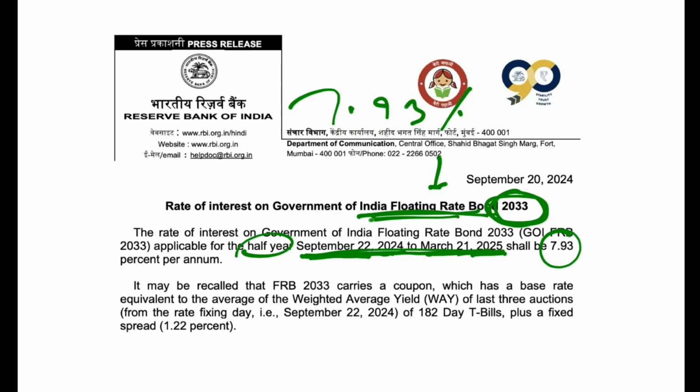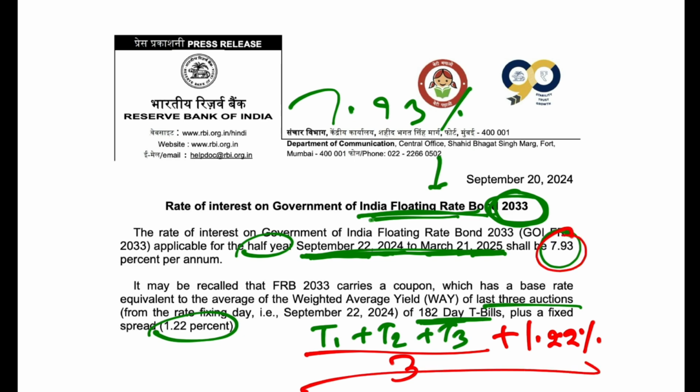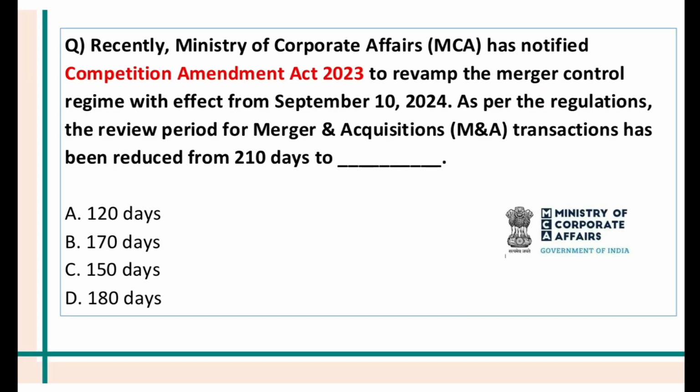And how did the government arrive at this figure? So what they do is they take the interest rate on the 182 days maturity period treasury bill, the last 3 auctions, and then they add a spread of 1.22%. So the last 3 treasury bills that were issued by the Government of India, that were auctioned, they take their average interest rate and add a spread of 1.22%, and that comes out to be 7.93%. So this is one of the ways, you can say the formula, used by the Government of India to calculate the interest rate. Is that clear?